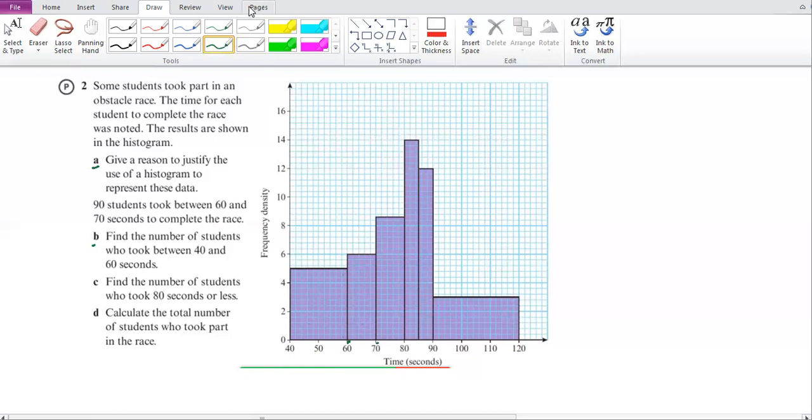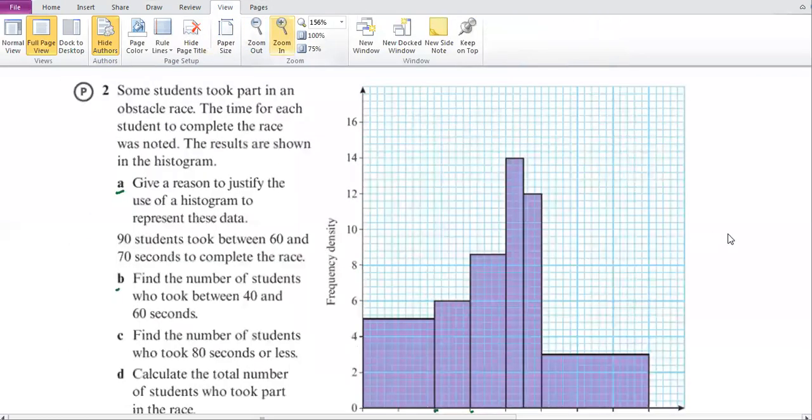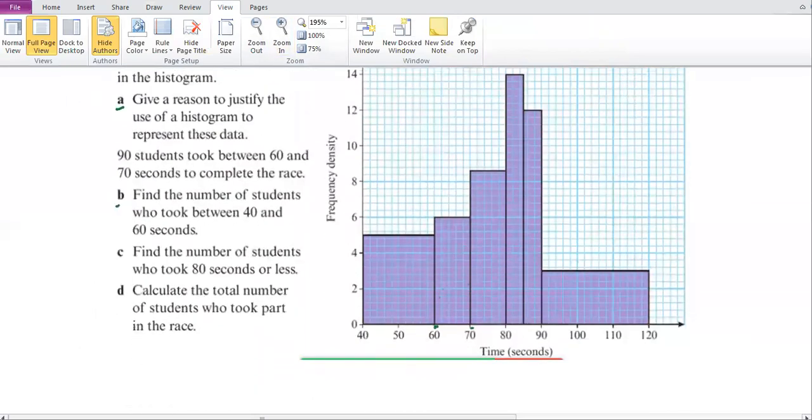First, you have to count the number of boxes. Let me increase the size a little bit. Count the total number of boxes between 60 and 70. How can you count the number of boxes? Quite easily, determine the height. If you go on that side, how many boxes are there? 1, 2, 3, 4, 5, 6, 7, 8, 9, 10, 11, 12, 13, 14, 15.